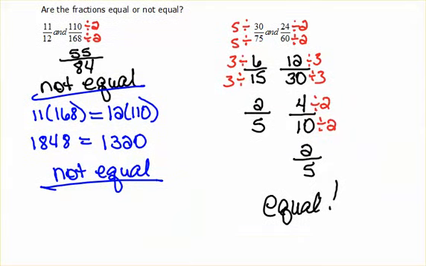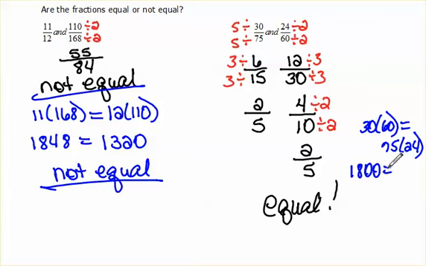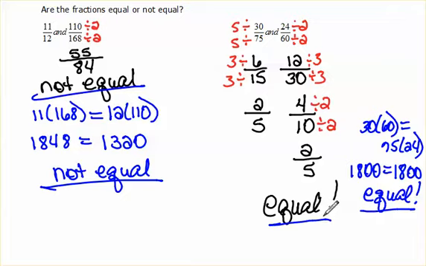But let's verify it with our cross multiplication technique. Our cross multiplication technique would say 30 times 60 should equal 75 times 24. I know I'm running out of room over here. So 30 times 60 would give us 1800. And 75 times 24, well, that would also give us 1800. So that verifies that those are in fact equal. No matter which way you look at it, those are equal fractions.